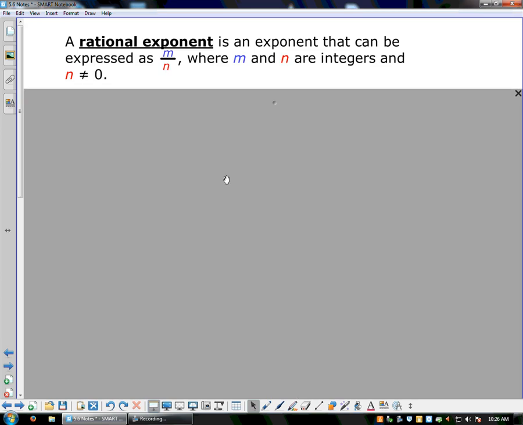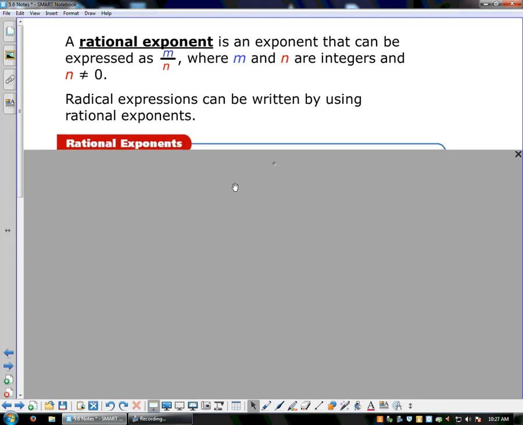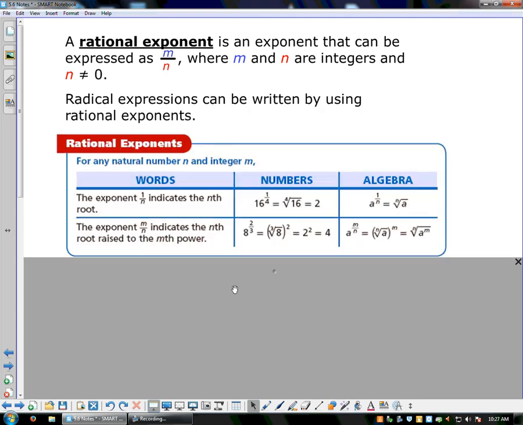Okay, so a rational exponent is an exponent that can be expressed as m over n, where m and n are integers and n is not allowed to be 0. So in other words, in this section, we're going to be looking at exponents that are not just integers, like 2 to the 5th or 5 to the negative 2nd. This time, our exponents can be fractions. So let's take a look.